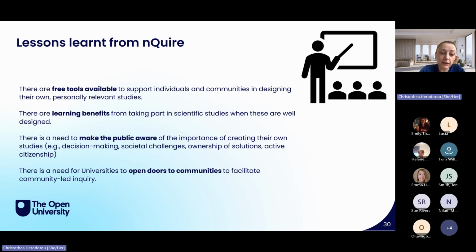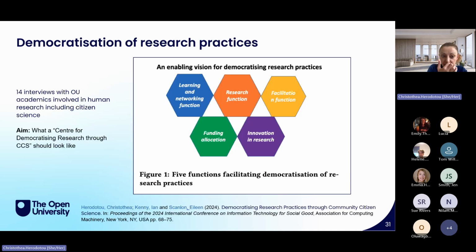And in terms of this point, we interviewed last year, we published it 2 years ago, 14 academics from the OU that are actually doing research with people. Some of them are focusing on citizen science specifically. Some others are just engaging people in research. And we asked them how we could possibly democratize our research practices through citizen science. And they raised the need for a center or a facility with those 5 factions that could help them work closely with communities and develop networks and collaborations that can empower people and communities to take part in research.